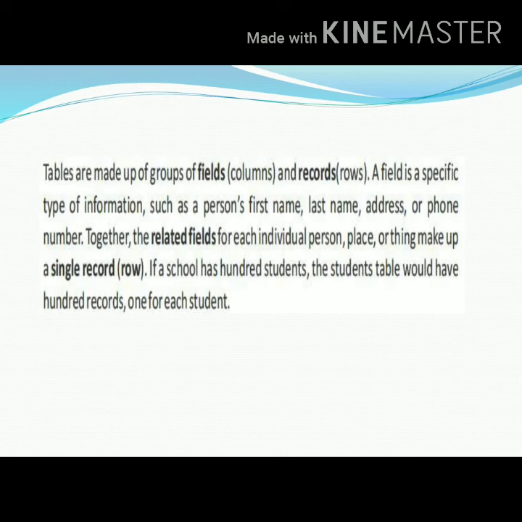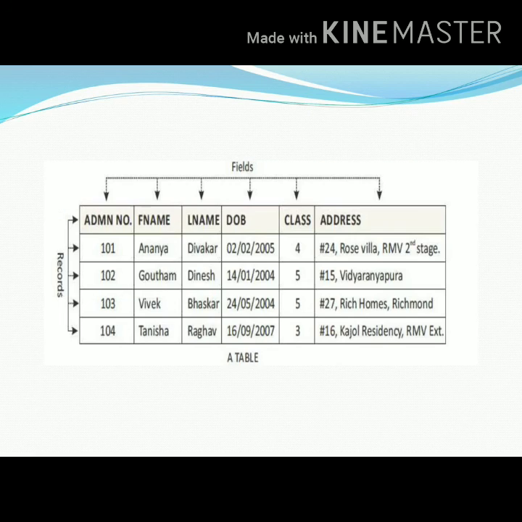Here you can see what are called records. If I say one record, it is not only a single piece of data or a single entity. A record is nothing but interrelated data. If I take admission number, first name, last name, date of birth, class and address, then one record means 101, Ananya Divakar, 02-02-2005, fourth class, and the address. So this is one particular record.